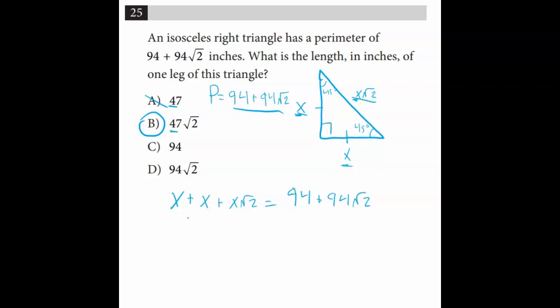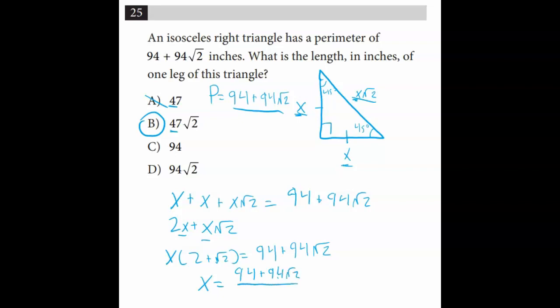And so we can simplify this further and get 2x plus x square root of 2. Let me redraw that so it's a little cleaner. We get 2x plus x square root of 2. And then we can simplify this a little further by taking the x out of this equation. We end up with x times 2 plus square root of 2 equals 94 plus 94 square root of 2. And so to find x, we set x equal to 94 plus 94 square root of 2 and divide it by 2 plus the square root of 2.